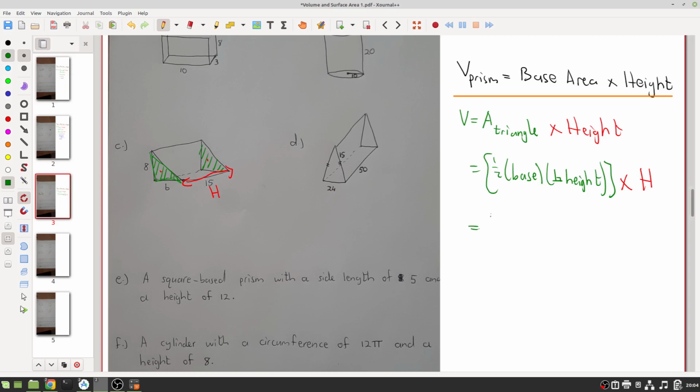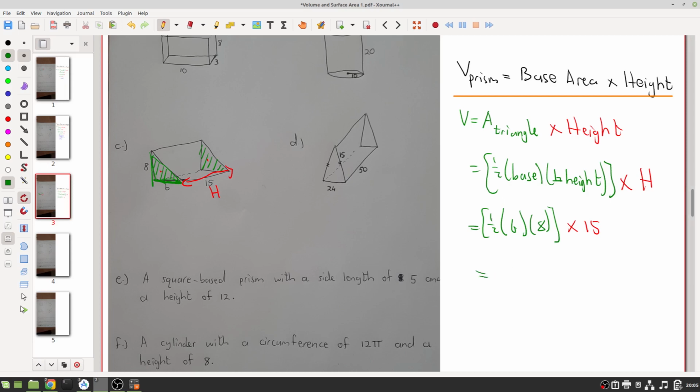Alright, so that gives us a half times the base of our triangle. So that's going to be this part here. That's 6 is our base, times by the perpendicular height. So 8 here is perpendicular, there's a 90-degree angle there. So 8 is our perpendicular height. And we're going to times that. So that's our area of our base. And we're going to times that by the height of our prism. So times that by 15. Alright.